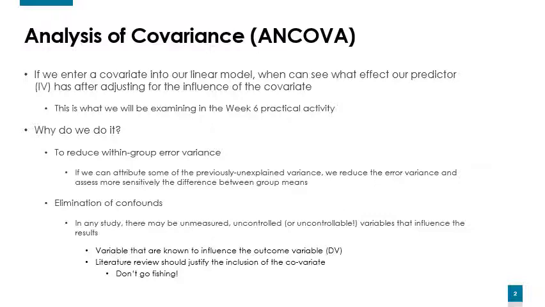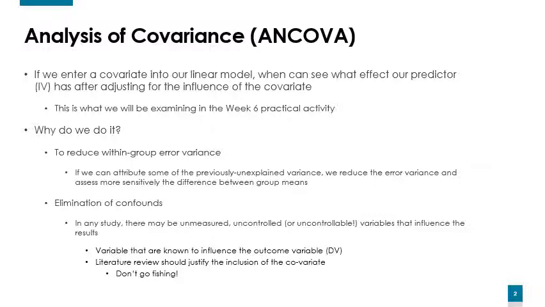It might be that we also help to eliminate confounds. In any study, there may be unmeasured or uncontrolled or even uncontrollable variables that might influence our results. What is really important to consider if you're thinking about analysis of covariance is that these variables have to be known to influence the outcome variable. So for instance, if we were looking at weight as an outcome variable and height as a predictor variable, we couldn't plug in intelligence as a covariate because there is neither a theoretical nor an empirical association between intelligence, height and weight. When you perform your literature reviews, you should justify the inclusion of these covariates.